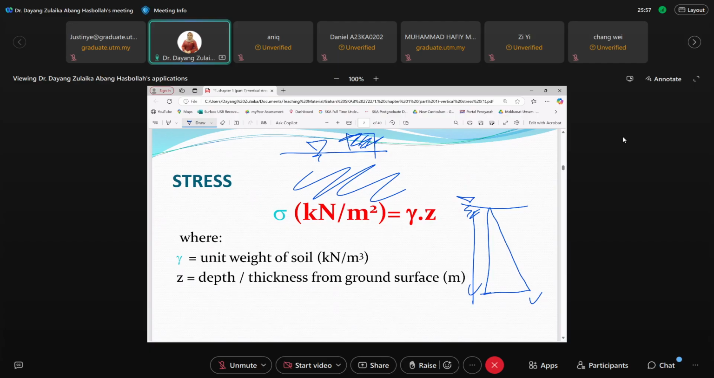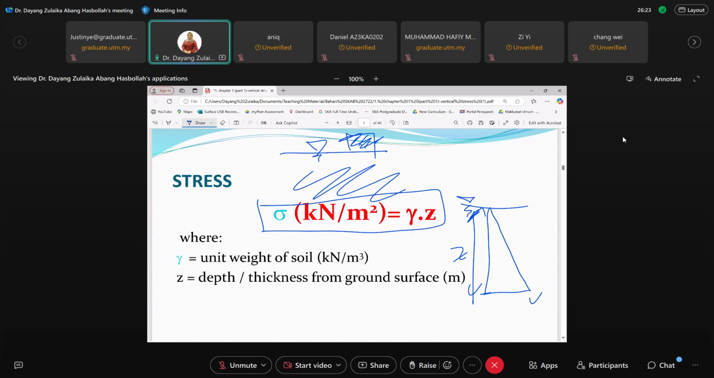All right, so here you can see the formula for stress, which is sigma equals unit weight, gamma, times Z. Z is the depth of the point of stress that you want to calculate from the surface. So Z is the depth. Gamma is the unit weight of the soil. Okay, unit weight of the soil.